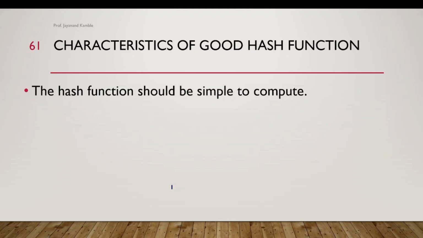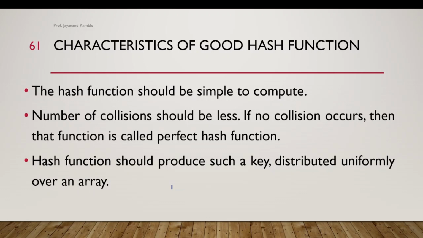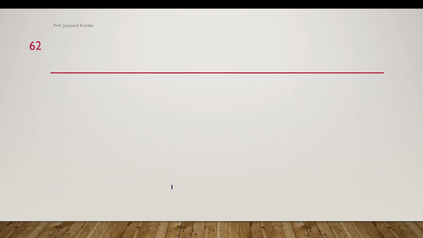So I have listed here many characteristics of good hash functions. The hash function should be simple to compute, it should not be too complex, right? The number of collisions should be less. If no collision occurs, then the function is called a perfect hash function. No collisions, perfect. The hash function should produce keys distributed uniformly over the array.